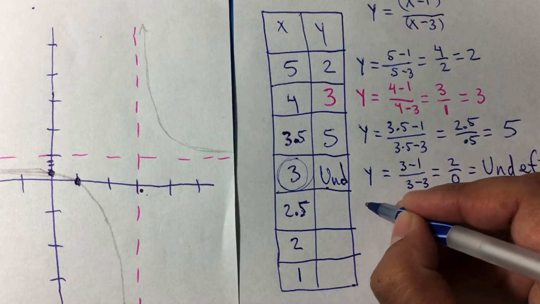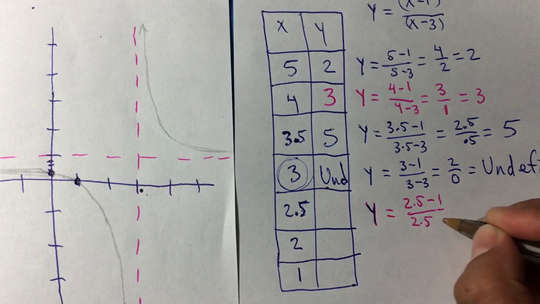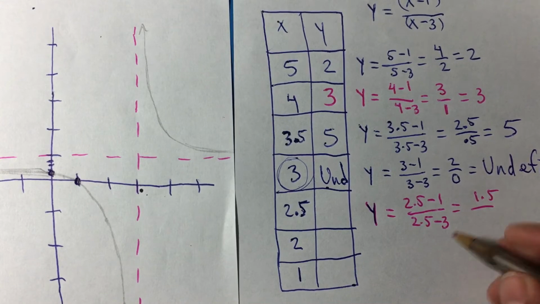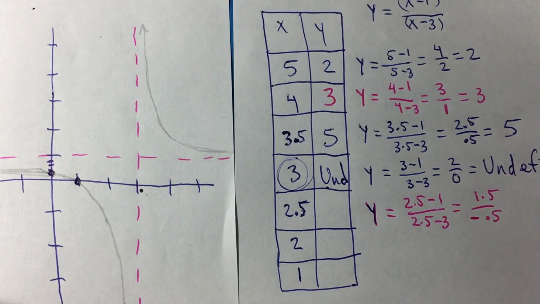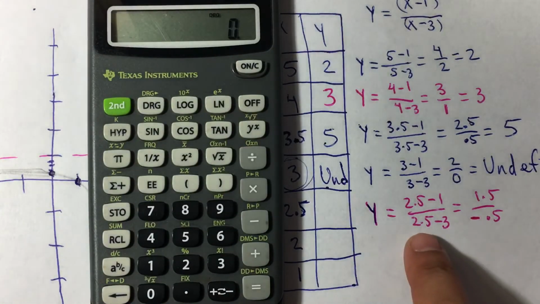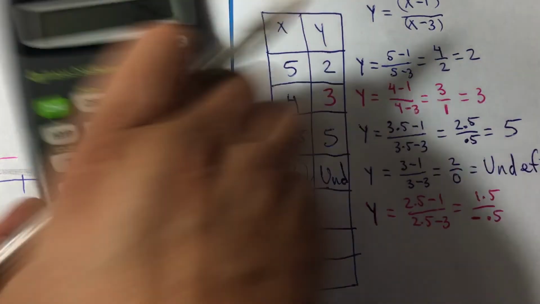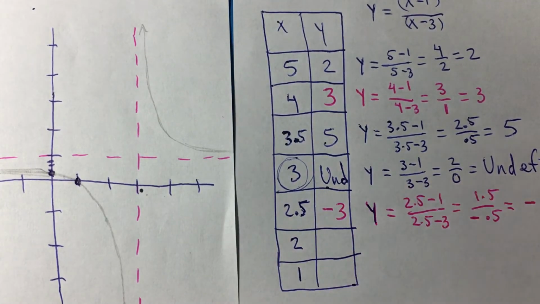Okay, so for x equals 2.5, y equals 2.5 minus 1 over 2.5 minus 3. 2.5 minus 1 is 1.5. 2.5 minus 3 equals negative 0.5. Positive divided by negative is negative. How many 0.5s do we have in 1.5? 3 of them. Okay, so it's negative 3.